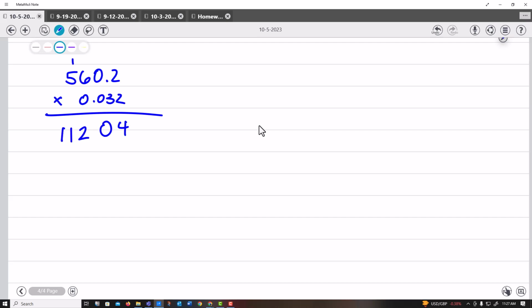And then now I move 1 space over. 3 times 2 is 6. 3 times 0 is 0. 3 times 6 is 18, carry my 1. 3 times 5 is 15, so that would be 16. And then I could say move 1 space over and put the zeros in, but I don't really need them, so I'm going to just add these now. 6, 2, 8, 9, 7.